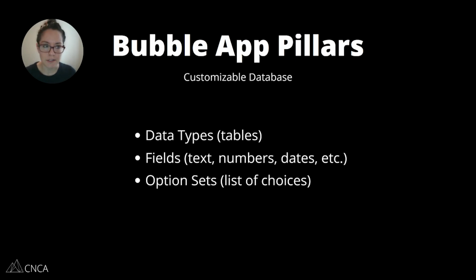And then option sets, this third point here, this is how you can manage lists of predetermined choices. So an example would be marital status. Let's say that you wanted to collect that information from your users. You want to know what their marital status is. So you would create one option set, let's say it's called marital status, and then the list of choices within that set: married, single, widowed, divorced.